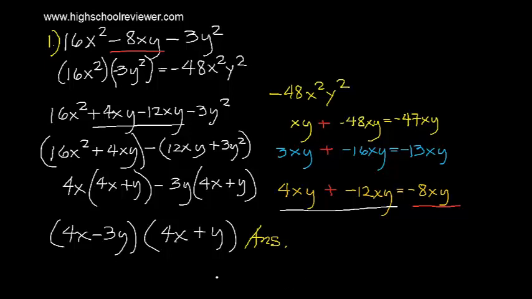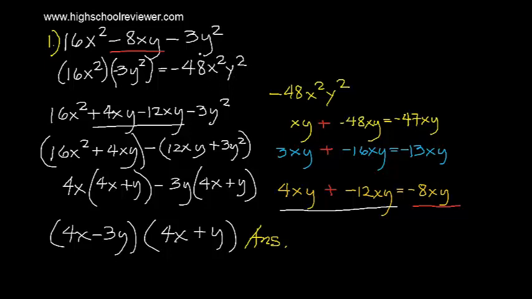Here now are the answers to the exercises about factoring general trinomials. Our problem number 1, we have here 16x squared minus 8xy minus 3y squared. For this solution, first multiply the first and the last term. So we have here negative 48x squared y squared.